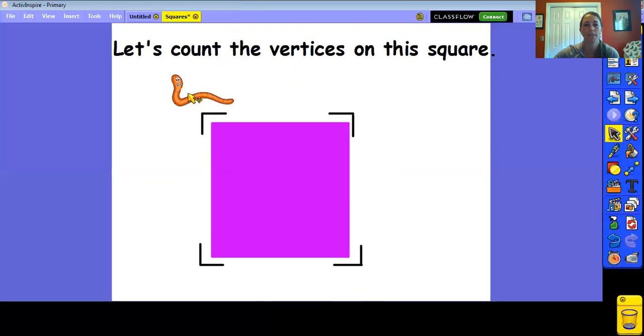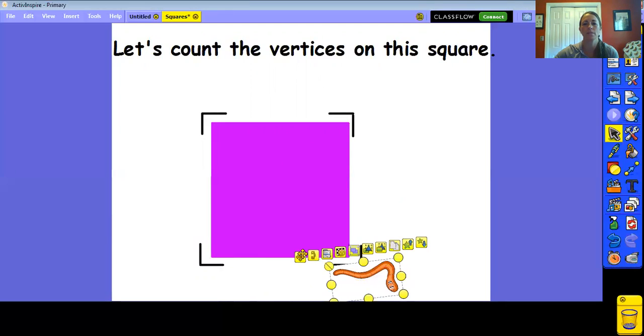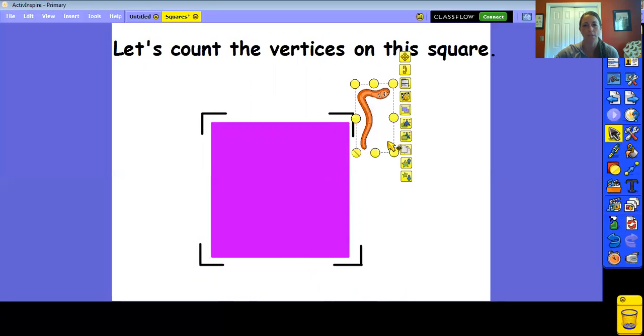That's 1 vertex. And we'll come down here. 2 vertices. And there's 3 vertices. And back up here, 4 vertices.